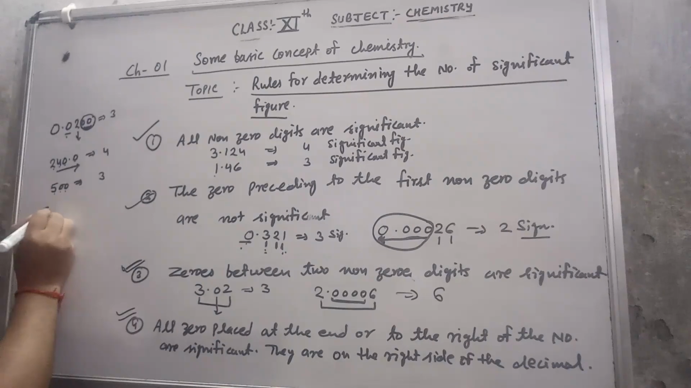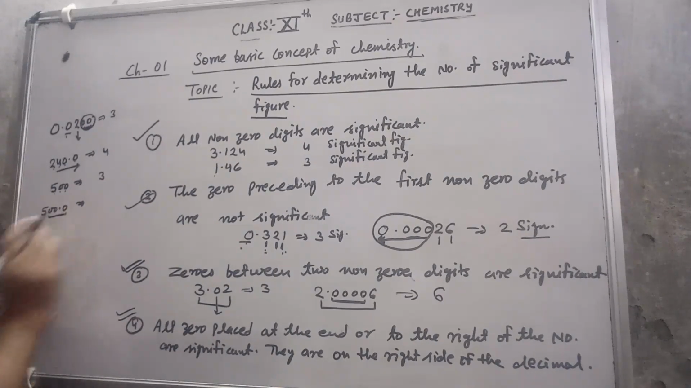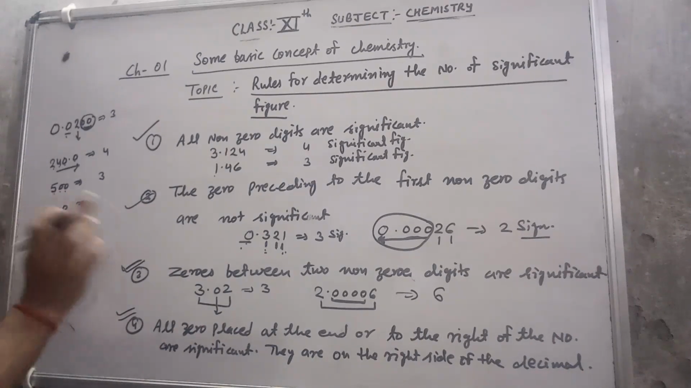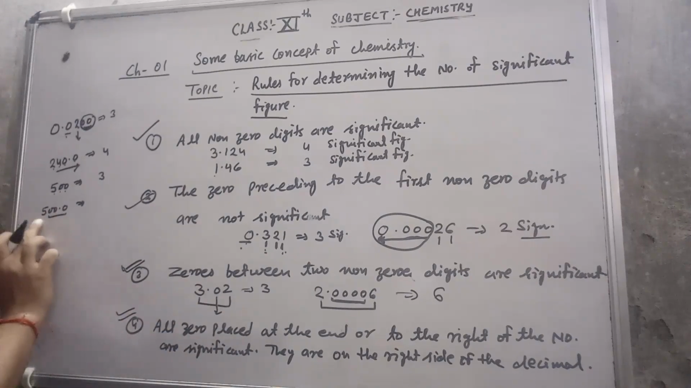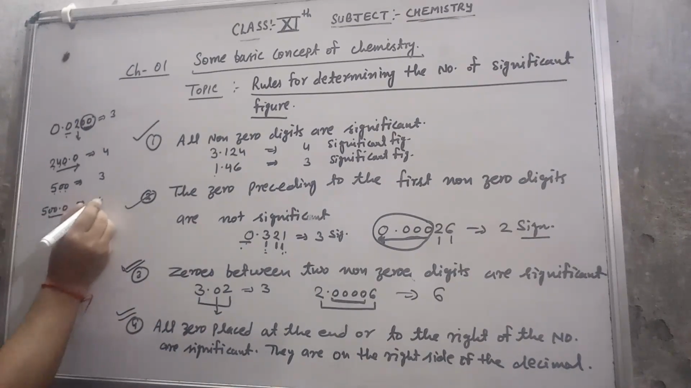Suppose I am writing 500.0. Now again all these three zeros are on the right hand side of the non-zero digits, so they are also counted as significant figures. So 1, 2, 3, 4. Total significant figures is 4.